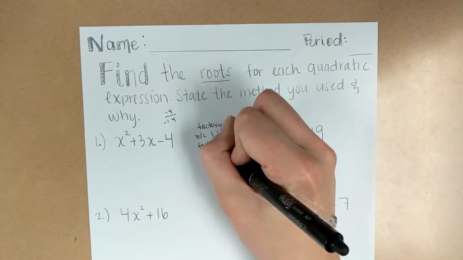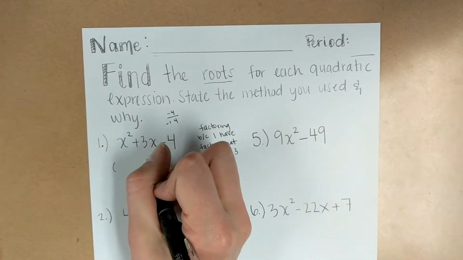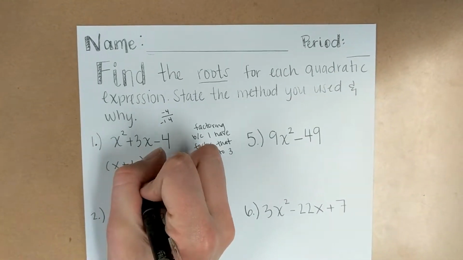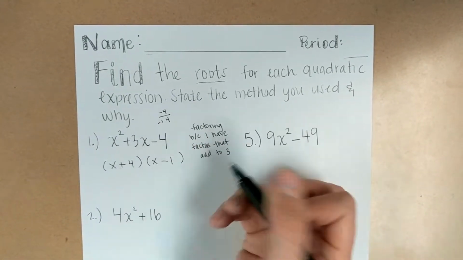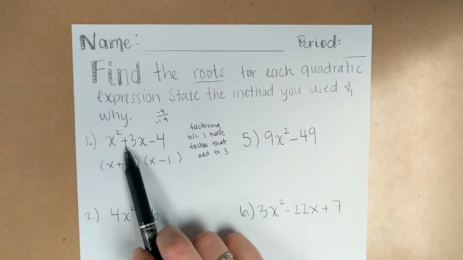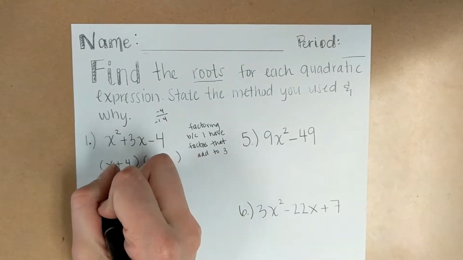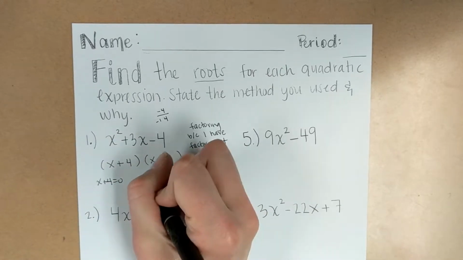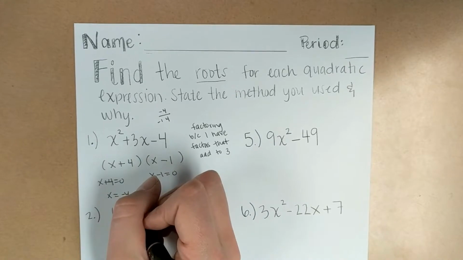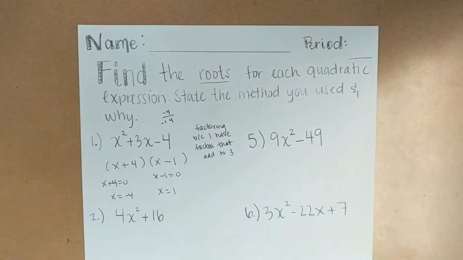Add to 3. So I'm going to break this up, and I'm going to have an x plus 4, x minus 1. I tend to put my larger number here because this sign will always follow my larger number. So now I take each of those and I set them equal to 0. And then x equals 1.